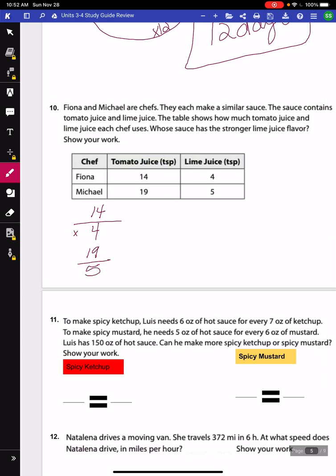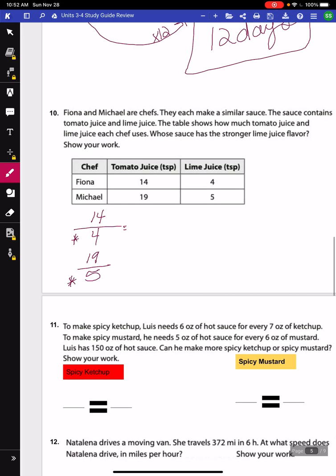But these still don't have the same denominator. So I'm going to have to change that to get an equivalent fraction. Well, 4 times 5 is 20. Let's just do that one. What do I do to 4 to get 20? Multiply by 5. What do I do to the bottom? Got to do the top. 14 times 5 gives me 70.